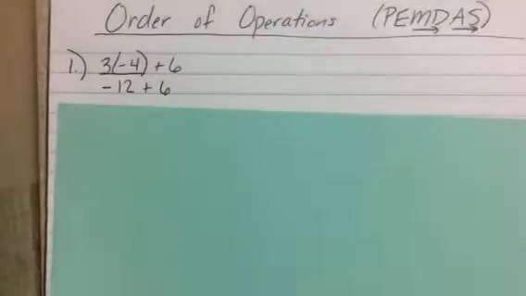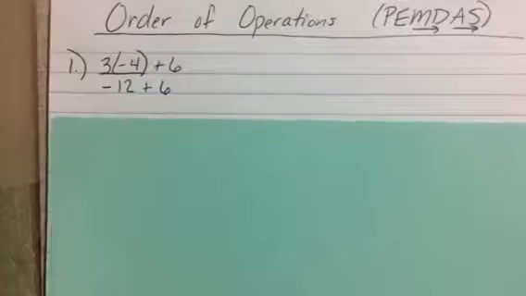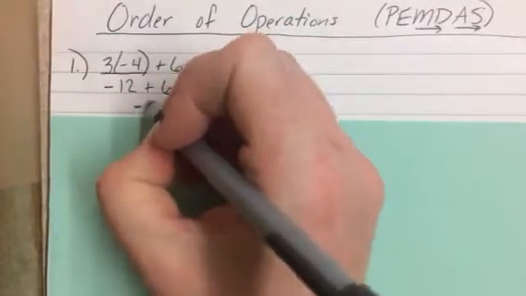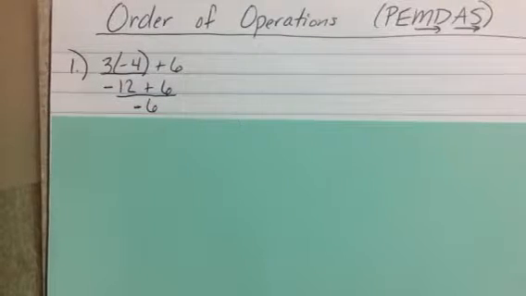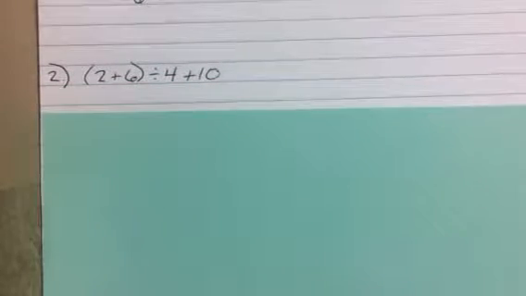All right, so my last step is to add, so negative 12 plus 6 would give me negative 6, and I underline each little change that I make. It makes it nice for those bigger, complicated problems. All right, moving on to number 2. So this one has more steps with it.